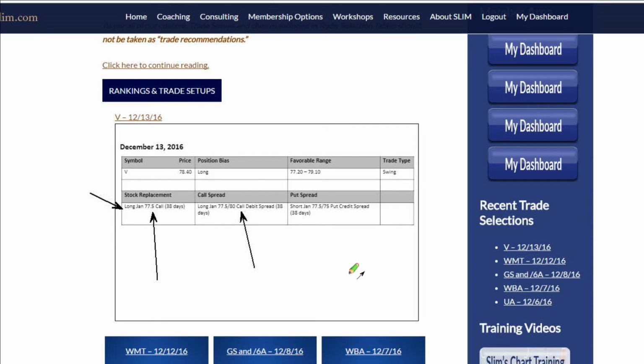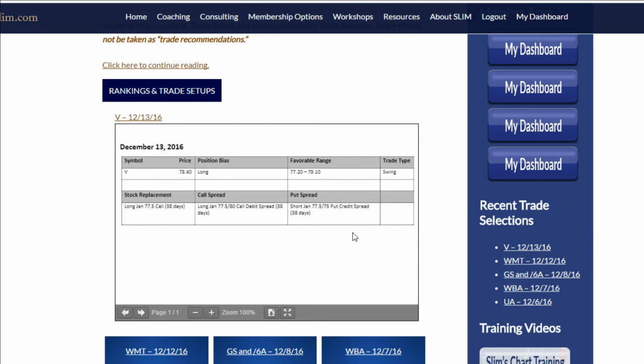And if you wanted to do a put spread, which is out of the money, generally this is going to have a pop or probability of profitability between about 50 and 70% based on the option metrics, because you're short an out of the money and long an out of the money in a defined risk credit put spread. And in this case, it's the 77.5-75 put credit spread. So that's essentially an example of that.